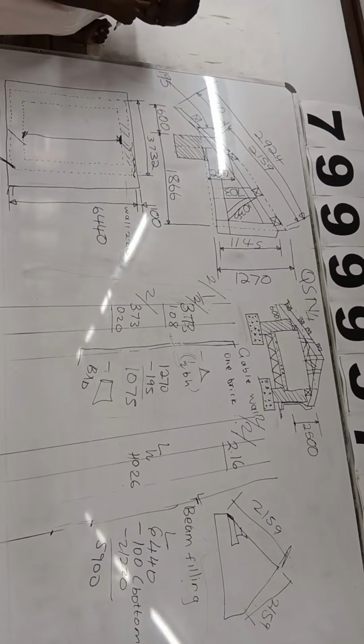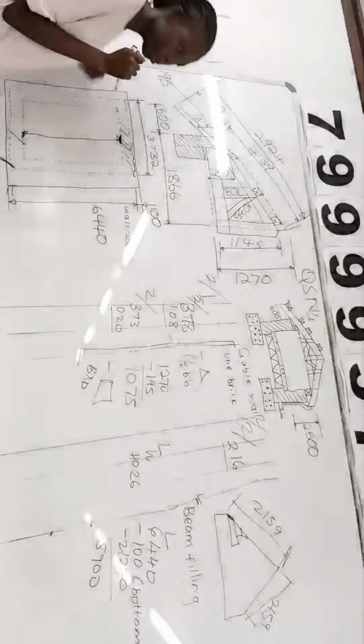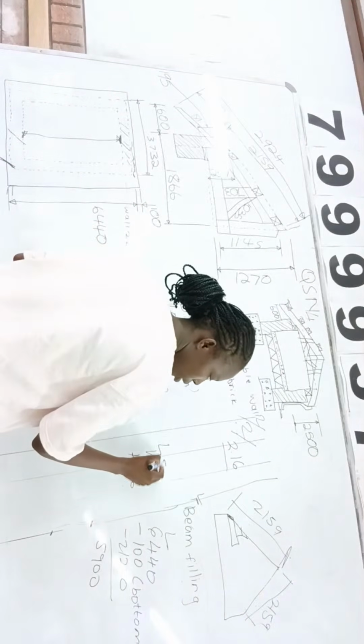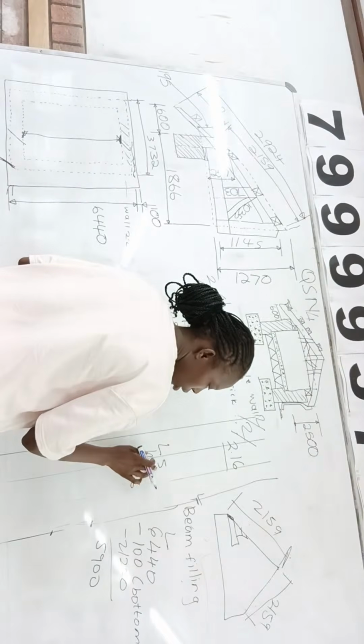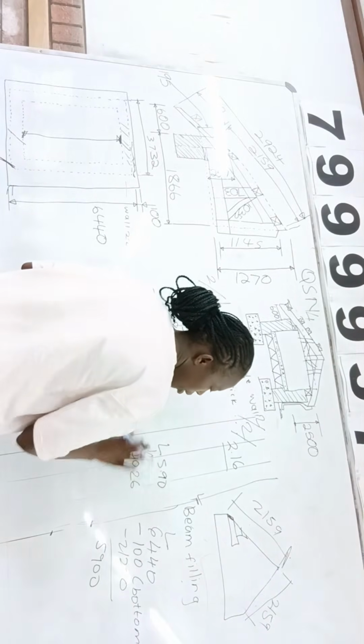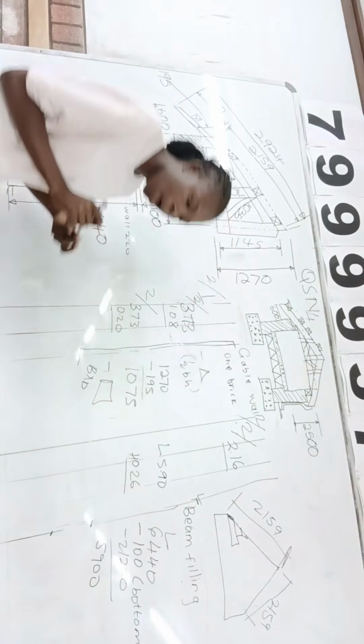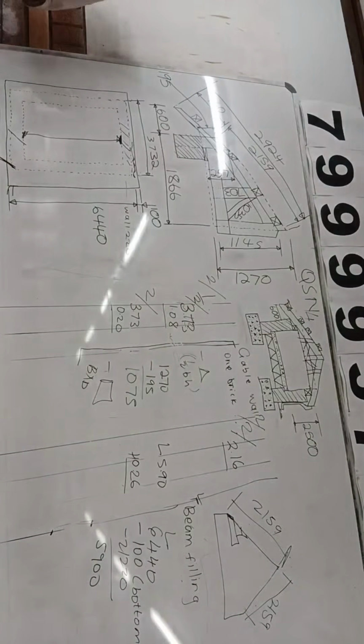What is it that you don't understand? So it's 5,900. It's only the length and height, okay? So you underline. So I have a question. Are we going to multiply our beam filling by 2?